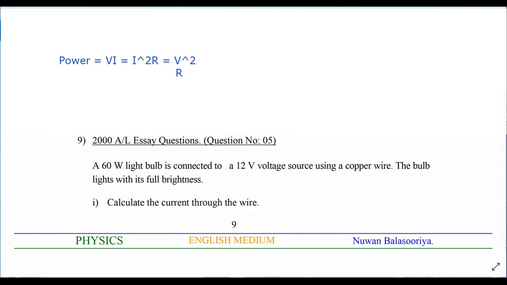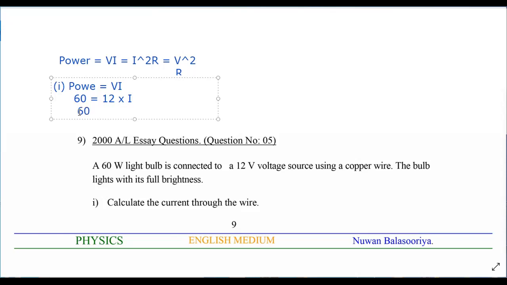Let's use this equation, power equals VI, for the Roman number one. They have given the power of the bulb as 60 watt, equals voltage. We should apply voltage of 12 and the current is I. So this is 60, let me take 12 to the other side.